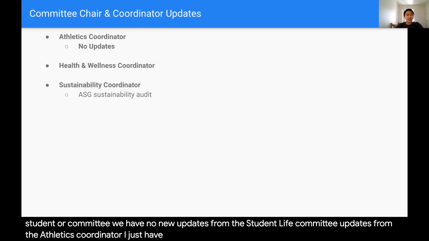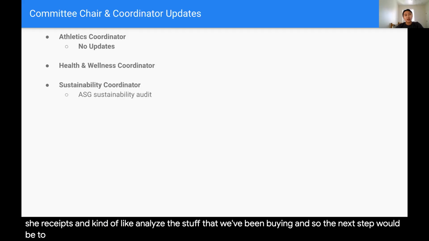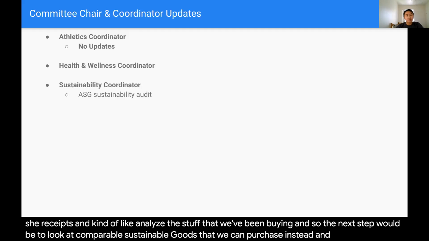I just have one update. Basically, I looked through the past 3 years of ASG receipts and analyzed the stuff that we've been buying. And so the next step would be to look at comparable, sustainable goods that we can purchase instead and create some guidelines for that.